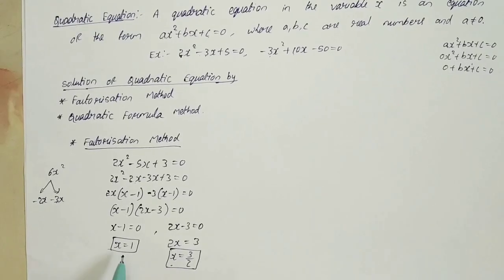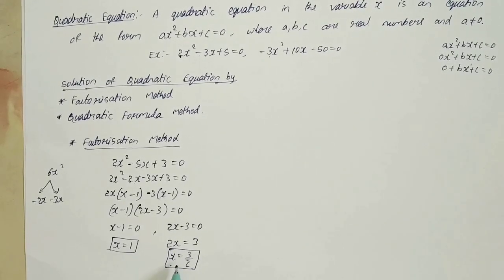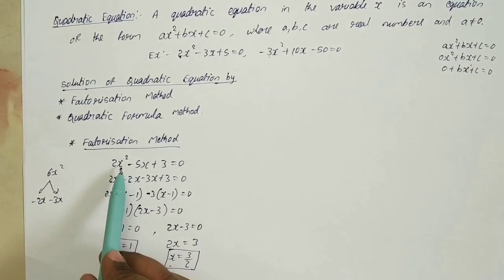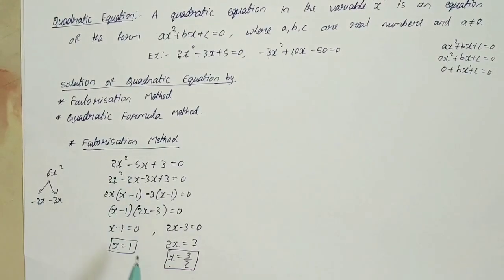So these are the values of x for the given quadratic equation, that is, one x value is 1 and one more x value is 3 by 2. Since the highest power is 2, how many solutions or how many x values will we get? 2 x values, nothing but 2 zeros, we will get.